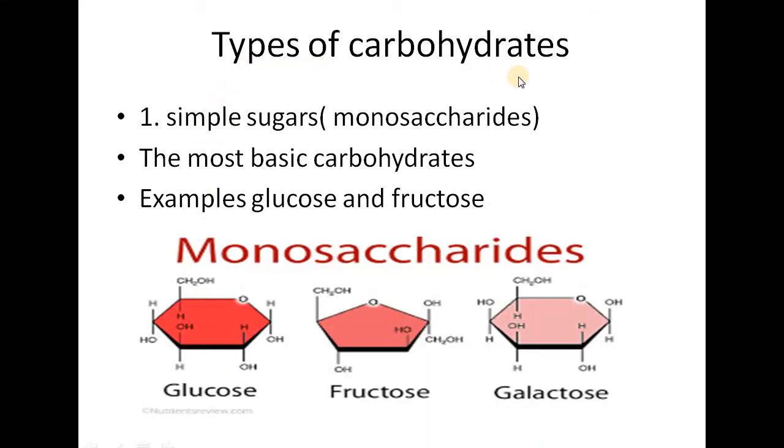Now, types of carbohydrates. First of all, we have simple sugars, or we can call them monosaccharides. Mono means one, as you know. Saccharide means sugar. Okay, now they are the most basic unit of carbohydrates. The examples for them are glucose and fructose.